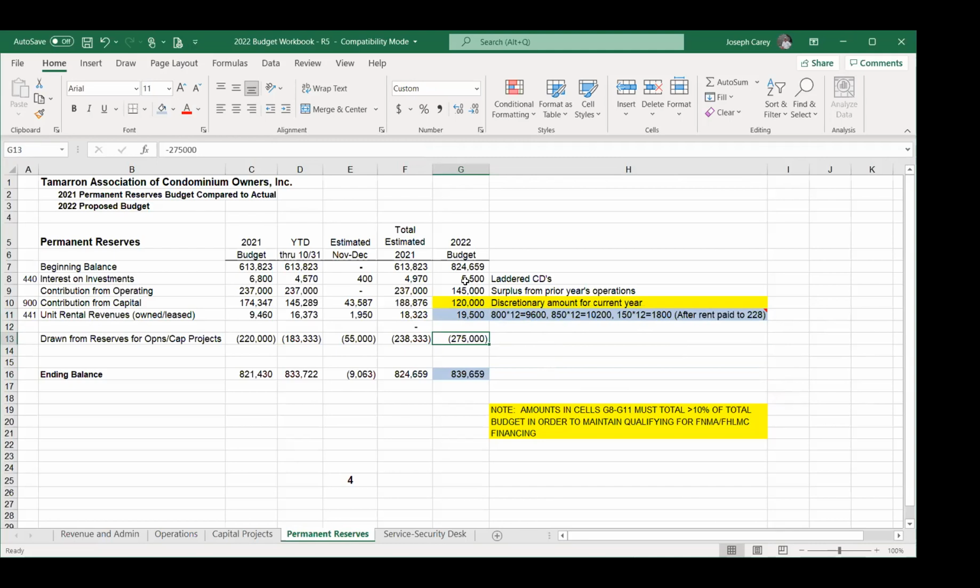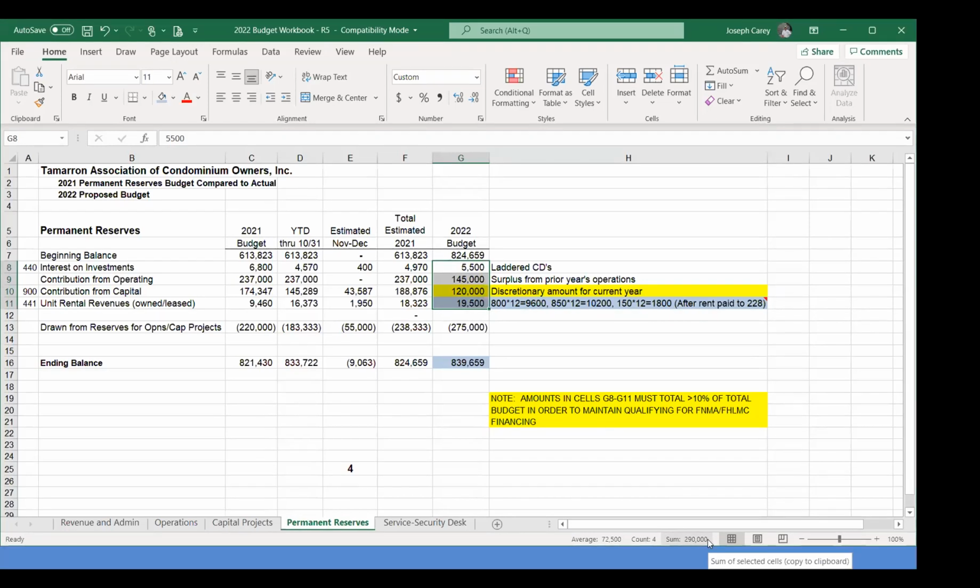And then, so these, and I'm going to pontificate a little bit here. These 4 numbers add up to the amount we put into reserves. You can see down here that those 4 cells total up to $290,000.